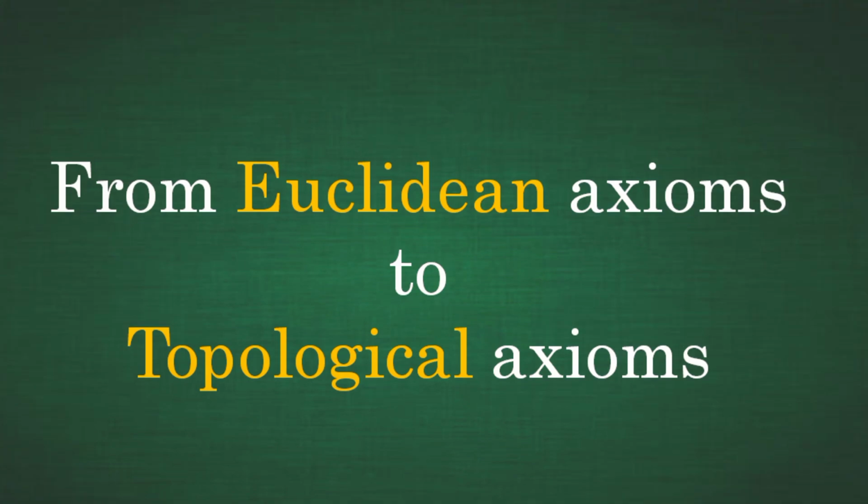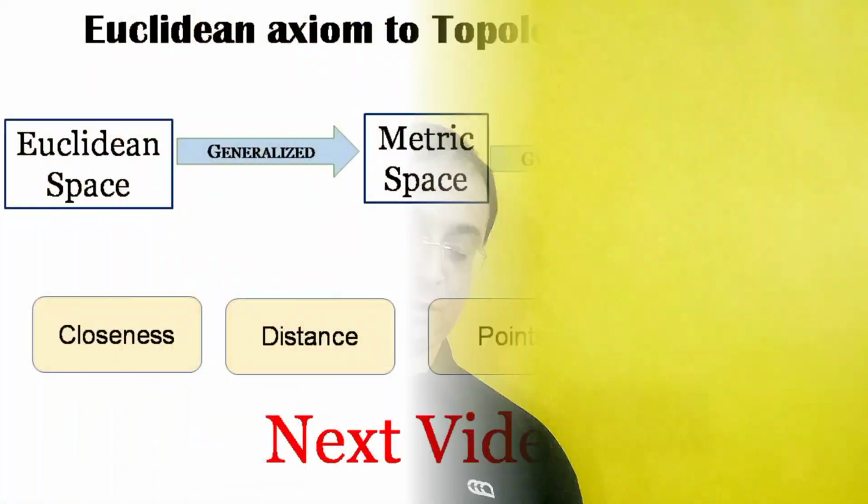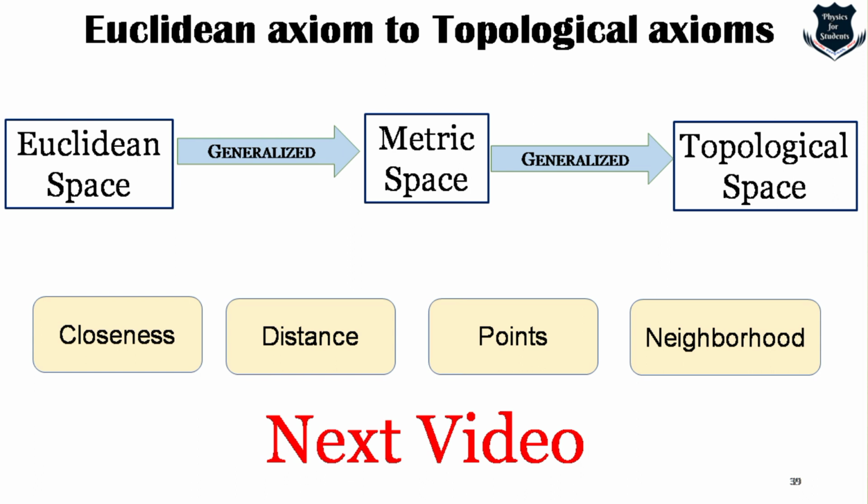Okay, so we come to the last part of the video. Now here I would like to show you a basic summary of what we have learned. From Euclidean axioms, we are now moving into what are called topological axioms. I won't be dealing with topological axioms in this video because it is mathematical, and as I told you, the objective of this video is to give you a fairly intuitive and illustrative understanding of what topology is. So here you see on the screen, Euclidean space got generalized into metric space. Metric space further got generalized into topological space.